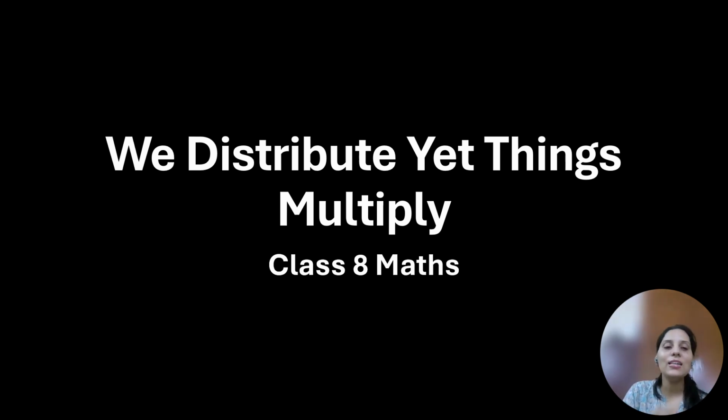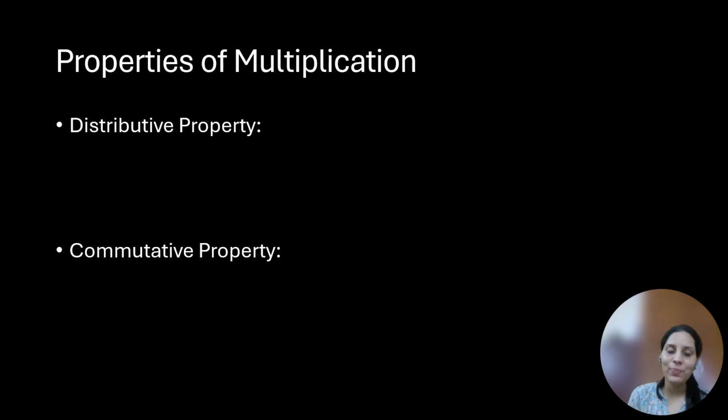So first is properties of multiplication, distributive property. Whenever you have big numbers and it takes some time to multiply the numbers, this distributive property helps you to easily multiply bigger numbers.